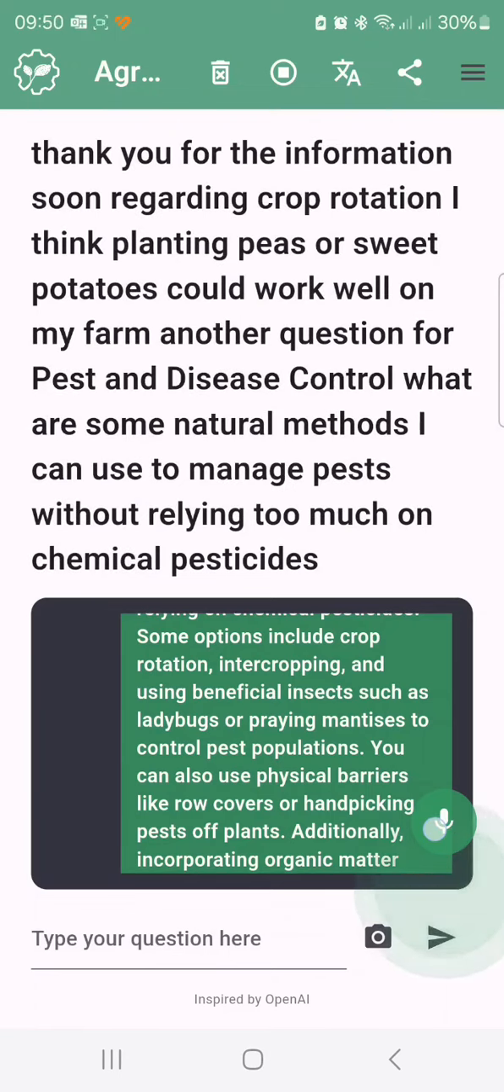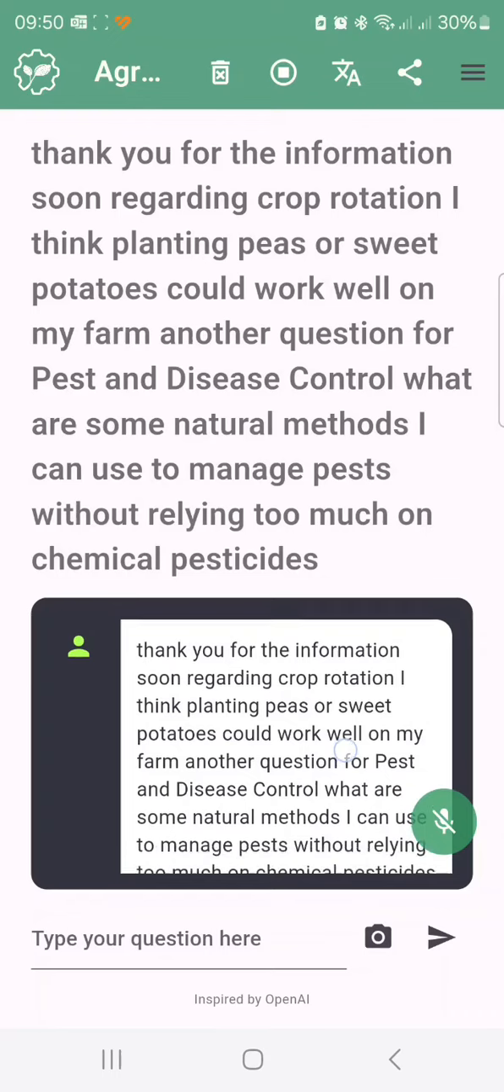Thank you, AgriAI, for these helpful suggestions. I will try using some of these natural methods, like intercropping and introducing beneficial insects to control pests. One last question for now. For proper irrigation, what would be the best method for a small plot like mine? Should I consider drip irrigation, or are there other efficient methods you would recommend?